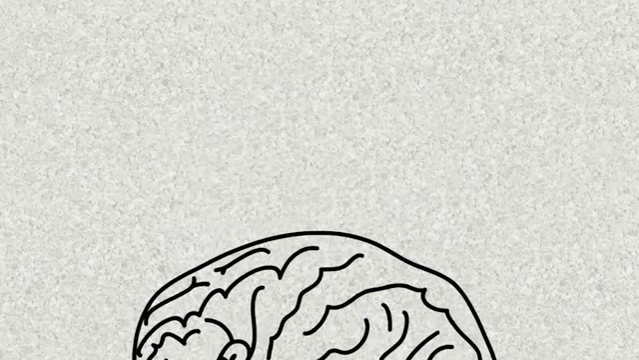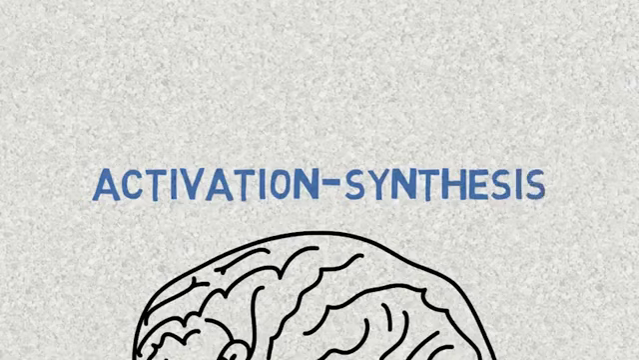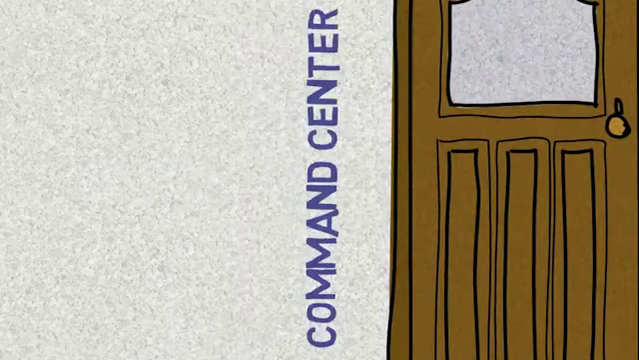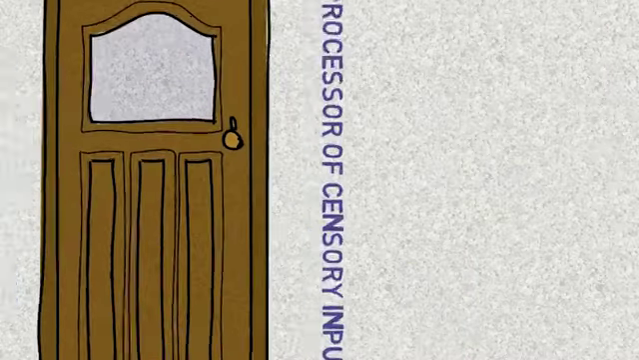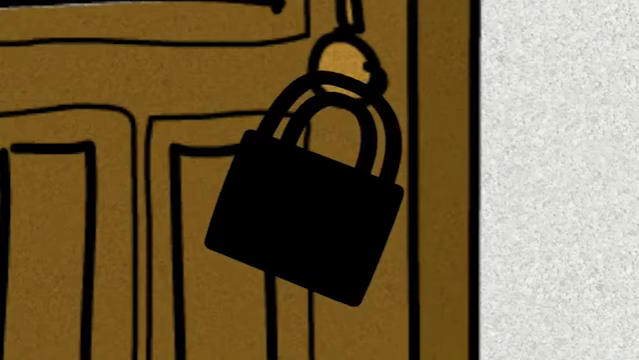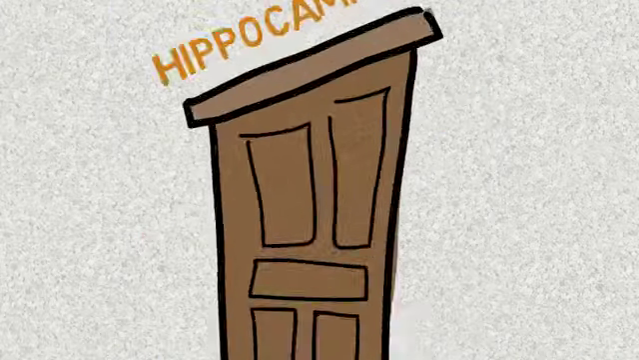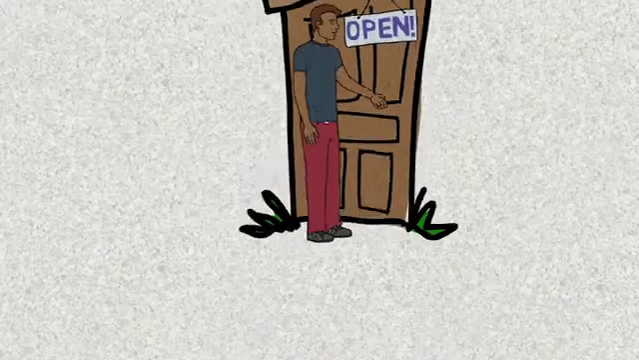According to a model called activation synthesis, dreams are merely our mind's attempt to make sense of and synthesize all the chaotic information that the brain elicits during dreams. Parts of the brain that function as the command center of the brain, cognitive decision maker, and processor of sensory input are shut down. The hippocampus is active while dreaming. Thus, dreams greatly originate from the storage of our memories.